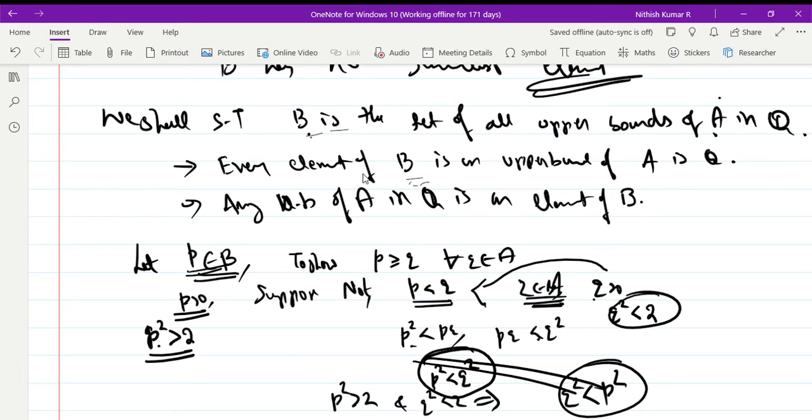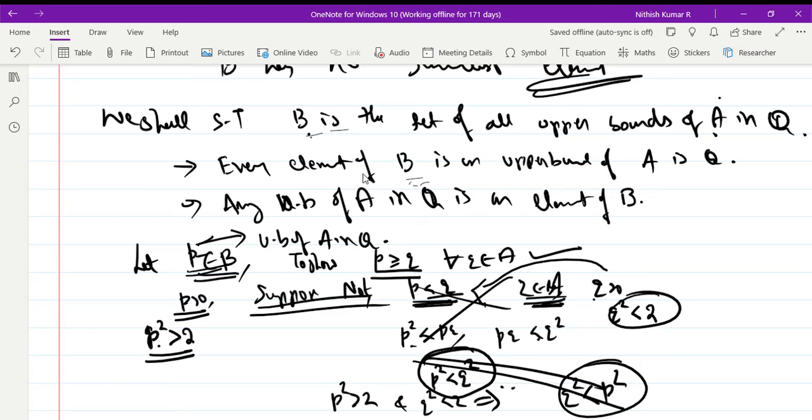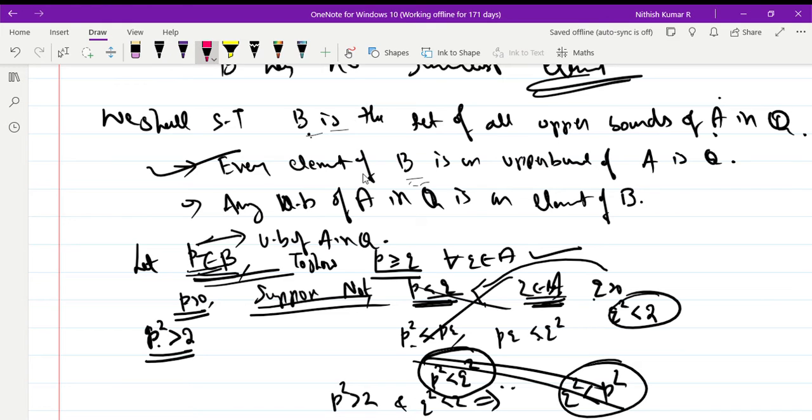It's not possible, and this is wrong because we assumed that P is less than q for some q belongs to A. Therefore P must be greater than or equal to q for every q belongs to A. Therefore P is an upper bound of A in Q. Therefore every element of B is an upper bound of A in Q.